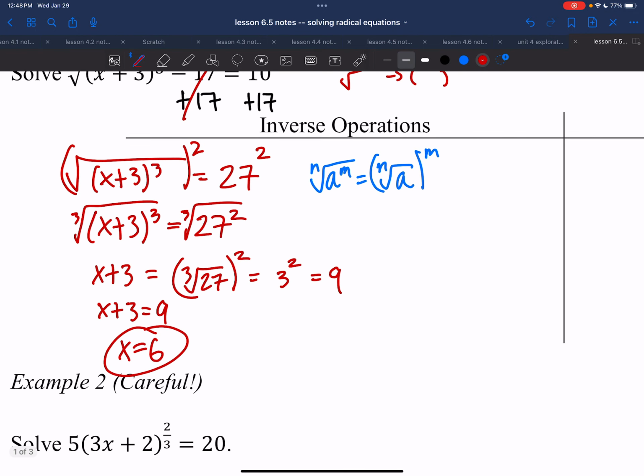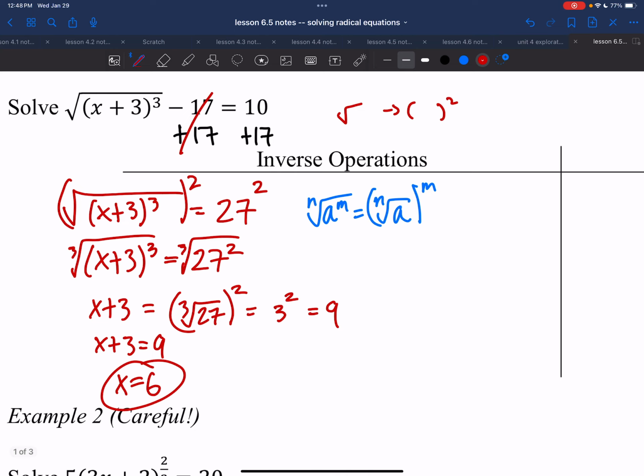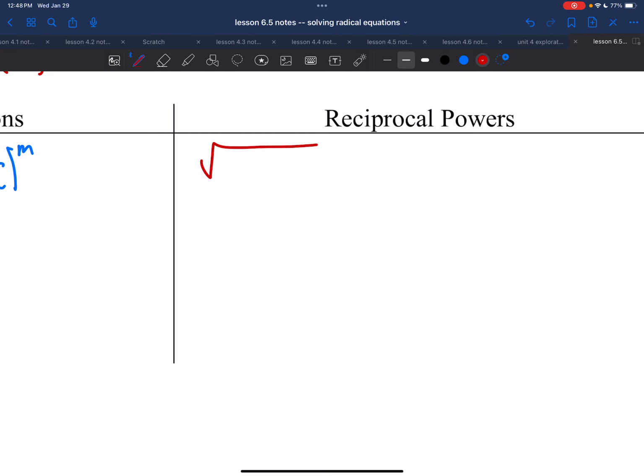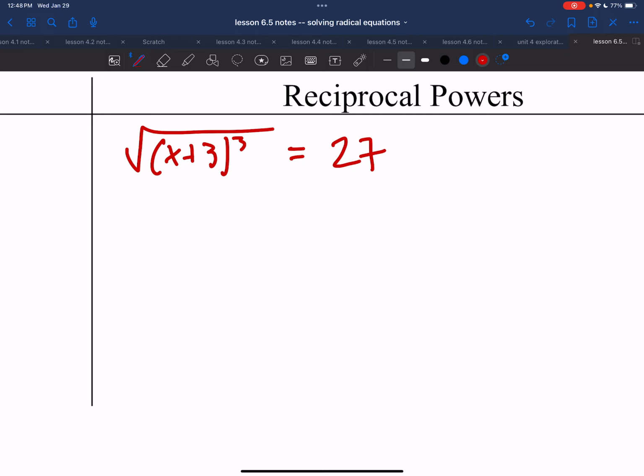So I'm going to take it right from this first line here. Remember that I added 17. So I got the square root of x plus 3, cubed, and this equals 27. Well, if I look at the square root of x plus 3 cubed, I'm going to rewrite that using a rational exponent, meaning the power is 3, but the root is a square root, which means the index is 2. That means it's equivalent to x plus 3 to the power of 3 over 2, and then you can say that equals 27.